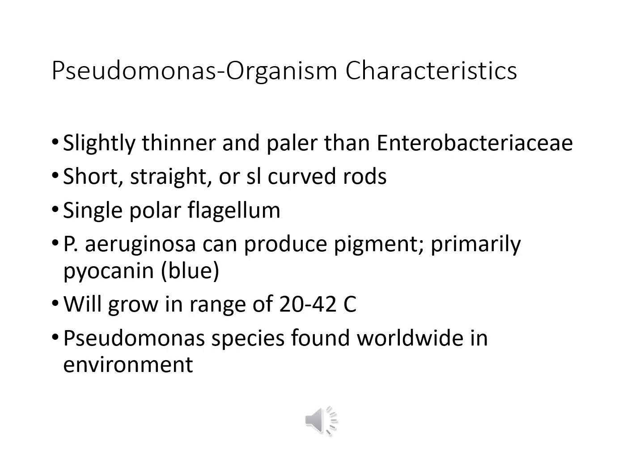Pseudomonas is slightly thinner and paler on gram stains than the Enterobacteriaceae. They can be short, straight, or slightly curved rods. Pseudomonas is motile, and it does that by a single polar flagellum. Pseudomonas can produce a pigment, primarily a pyocyanin or blue type color, and sometimes even a wound that's infected with Pseudomonas aeruginosa, the drainage can have that pigment to it as well, and will generally have a wider growth range than some other organisms. Pseudomonas will grow anywhere from 20 to 42 degrees, and Pseudomonas species are found worldwide in the environment.